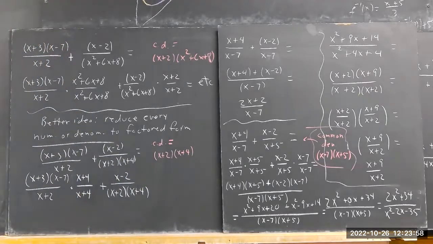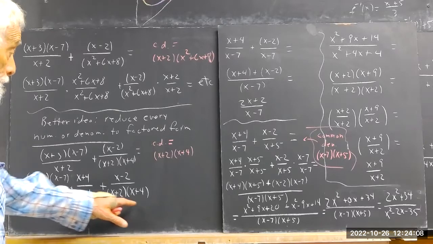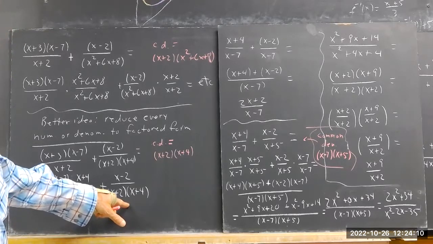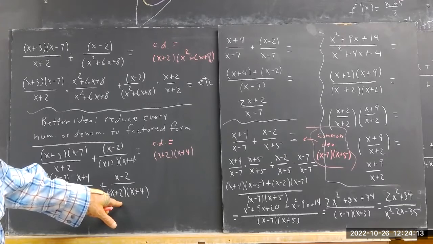this. What do we need to do to get the common denominator here? I don't want to take too much time because we're out of it. We already have the common denominator. We don't have to do a thing to this.